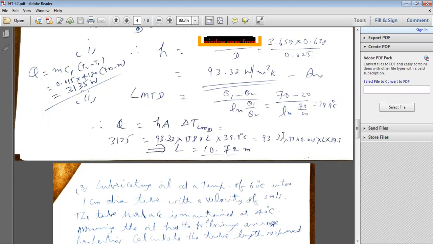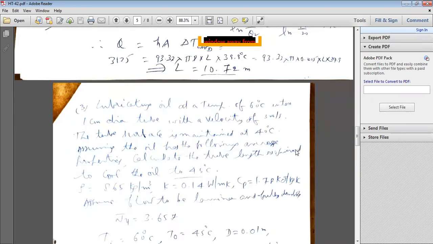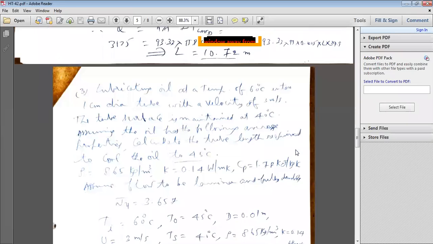Second, L into delta T, the log mean temperature difference, 39.9. So from this relation, 3135 is equal to 93.33 into pi into 0.025 into L into 39.9. From this relation you can calculate the L value. L is equal to 10.72 meters. Okay? Like that. Problems are very easy.